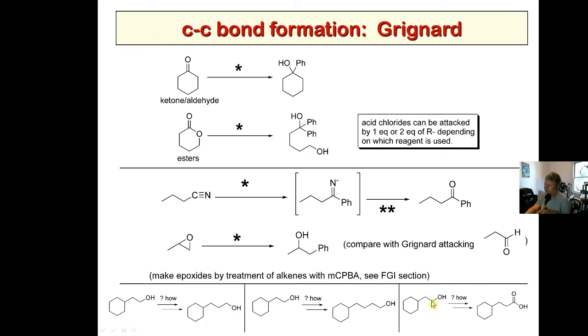Well, you could do the same thing here: make the alcohol to bromide, bromide to Grignard, Grignard attacks formaldehyde, kind of like we did over here, and then you'd make a primary alcohol, and then you could just oxidize the primary alcohol to the carboxylic acid. And we learned how to do that. How do you oxidize a primary alcohol to a carboxylic acid?